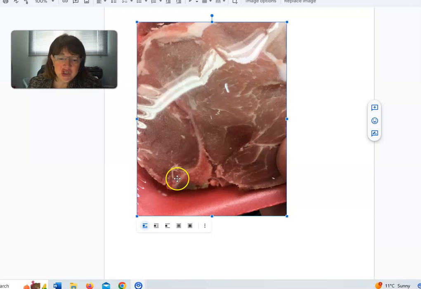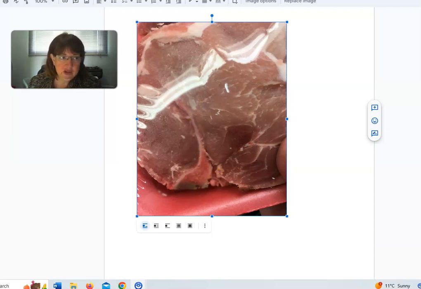And here is a picture of a pork chop that I just took at the meat counter. Here you can see the white line, that is your compact bone, and the spongier part is your spongy bone. Here also you can see the vertebrae, because a pork chop is on a vertebra. I don't know if you knew that. And here is your spinal cord. So this is a pork chop.